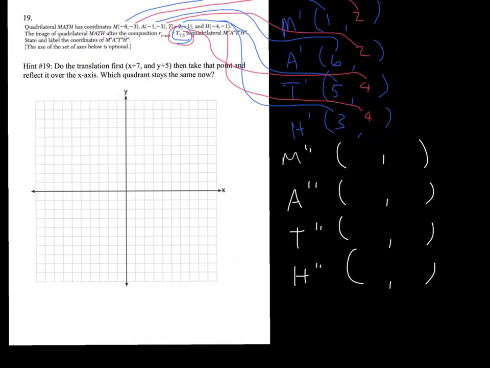It's okay to use the graph to do this. It's just much faster just to know your rules though. So reflecting over the x-axis, it's the x that stays the same, and just the y is going to change on each. Change its sign. And doing it on the graph is nice because seeing is believing. Okay, a couple more pages to go.